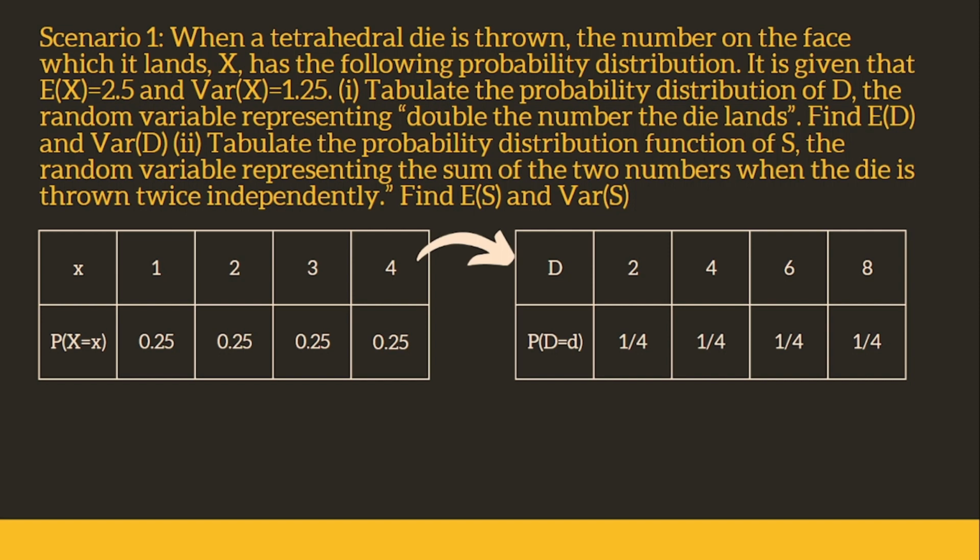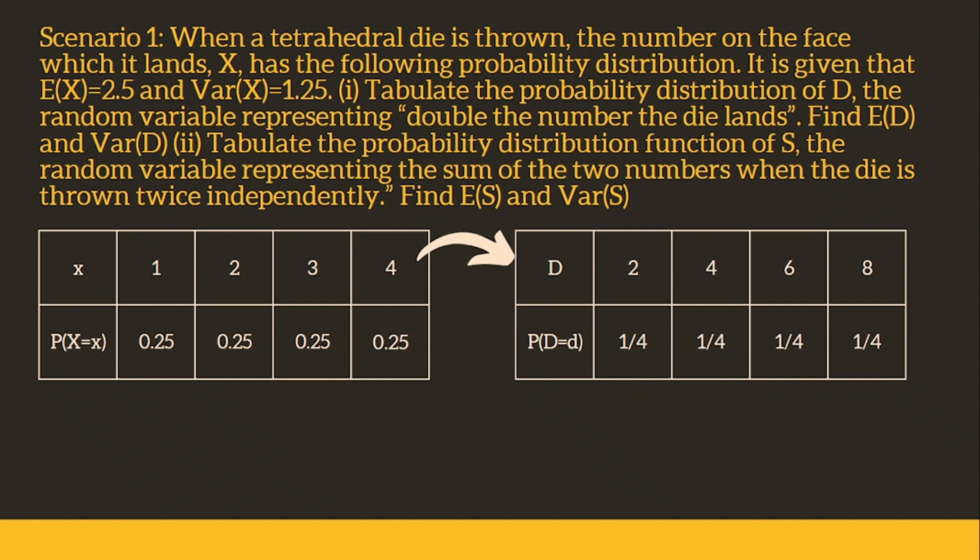So the first one is quite simple, just asking you to find the expected value and the variance. When a tetrahedral die is thrown, the number on the face, X, has the following probability distribution. It's given that E(X) equals 2.5 and variance of X equals 1.25. Tabulate the probability distribution of D, the random variable representing double the number on the die. Then find E(D) and variance of D.